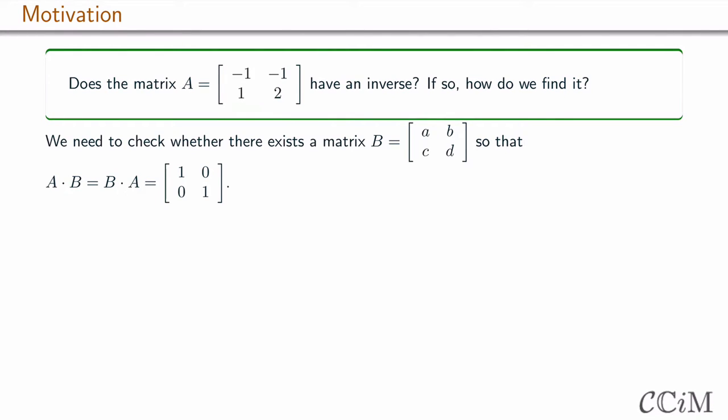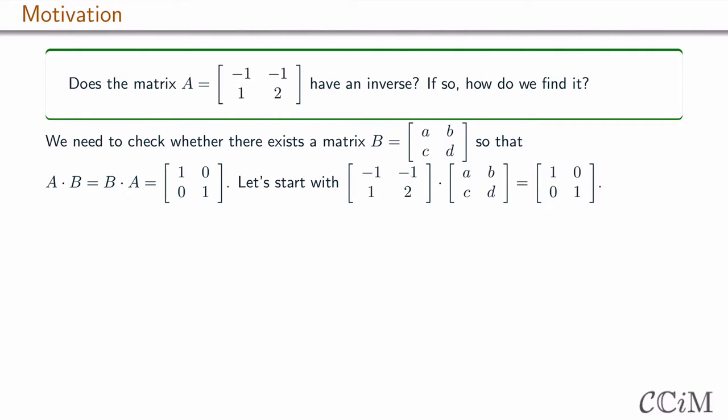We need to therefore check whether there exists a matrix B, so that when I multiply A by B, either from the right or from the left, I get the identity matrix. So let's start with multiplication from the right. So A times this matrix ABCD needs to give me the identity matrix.